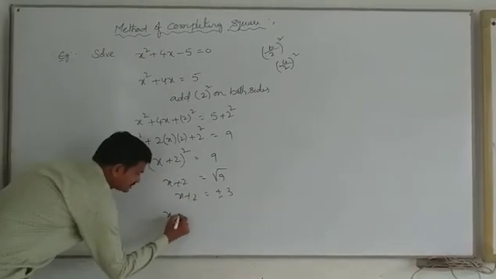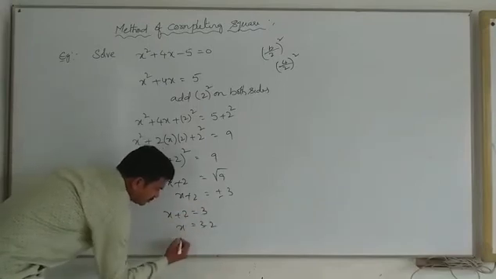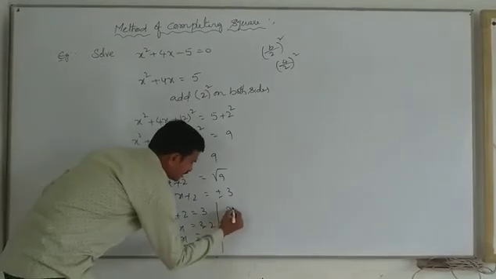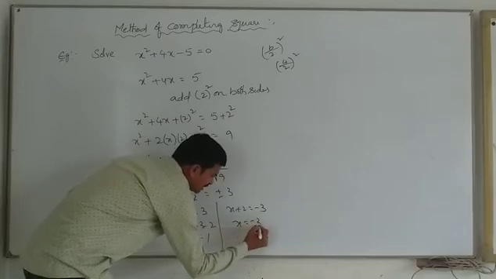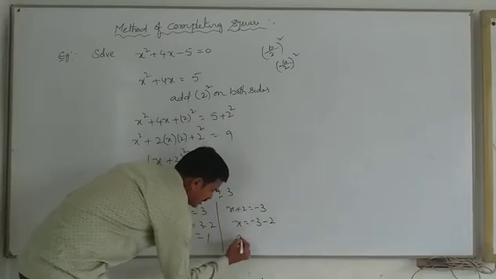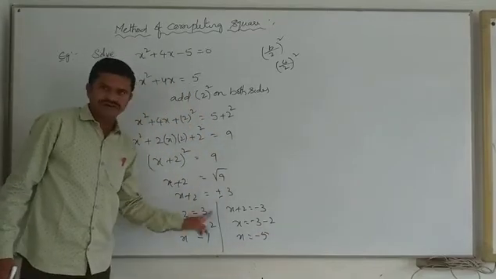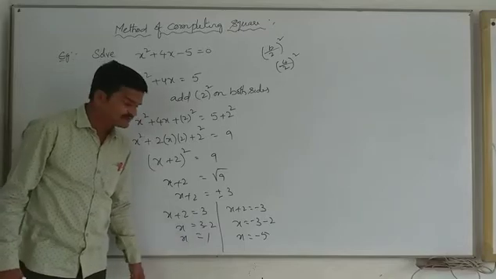First, x plus 2 equals 3, then x equals 3 minus 2, x equals 1. Or x plus 2 equals minus 3, then x equals minus 3 minus 2, becomes minus 5. I hope you know how I am getting the solutions. So finally, what are the values of x? We got it.